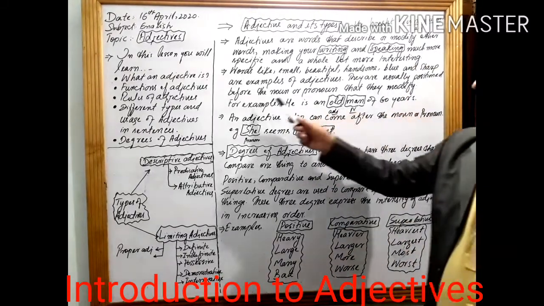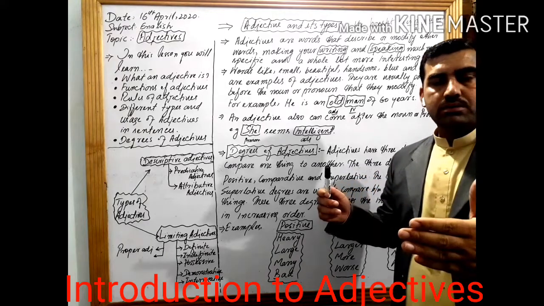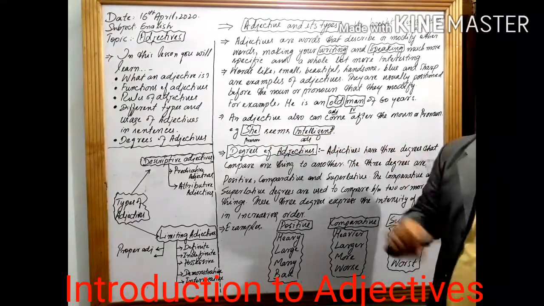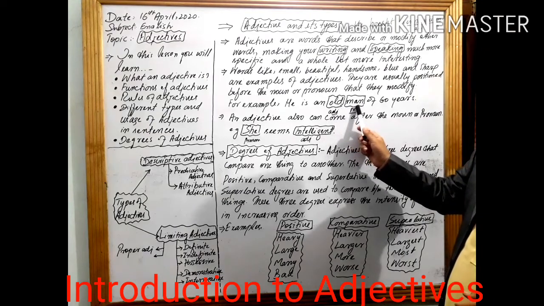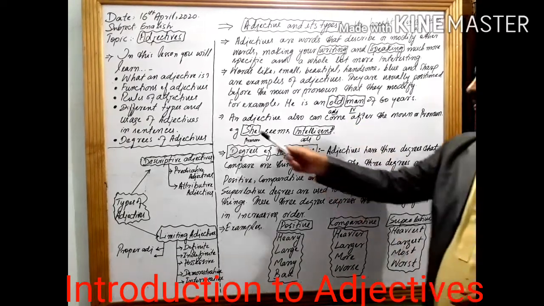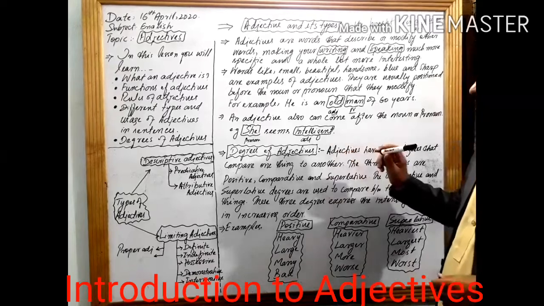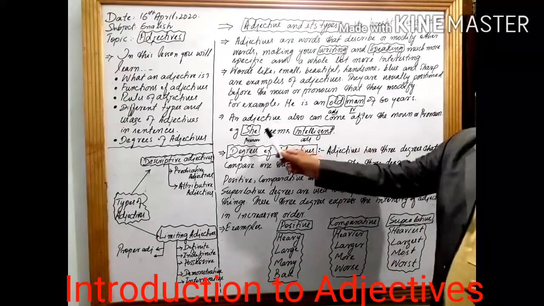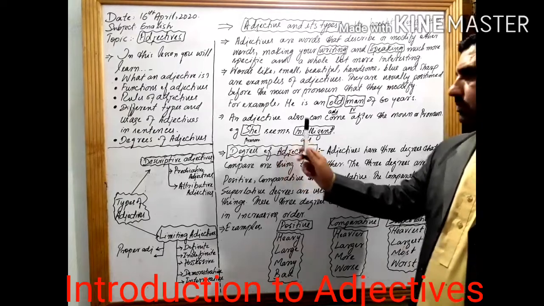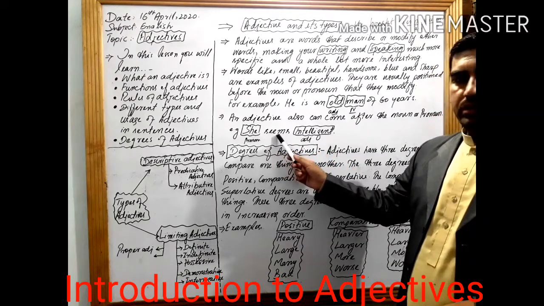They are usually positioned before the noun or pronoun, as we earlier talked about the use of adjectives, that they modify. For example, he is an old man of 60 years. So old is used before the noun. This is the first position of an adjective. Second, an adjective can also come after the noun or pronoun or verb in a sentence. For example, she seems intelligent. So she is a pronoun used here as subject, and seems is a verb. Intelligent is an adjective, after the pronoun and verb in this sentence.